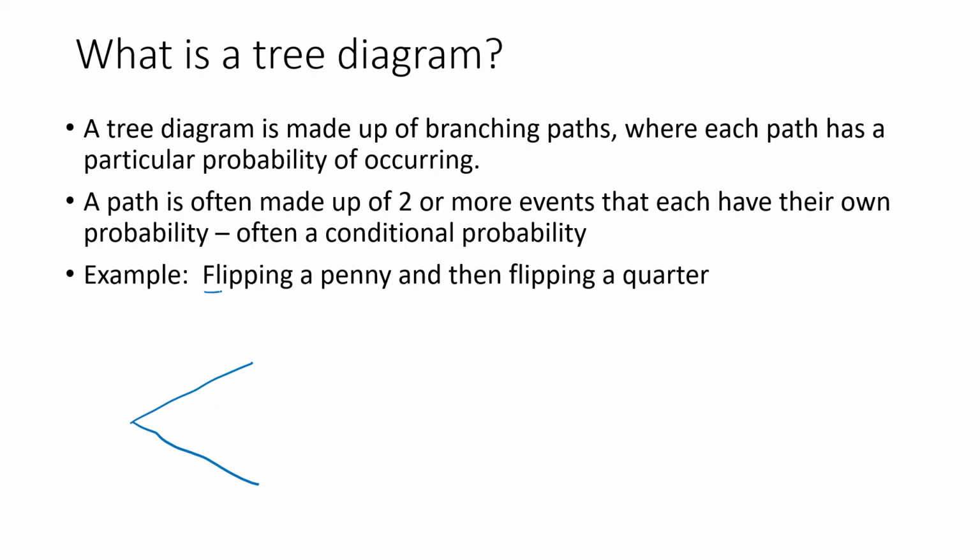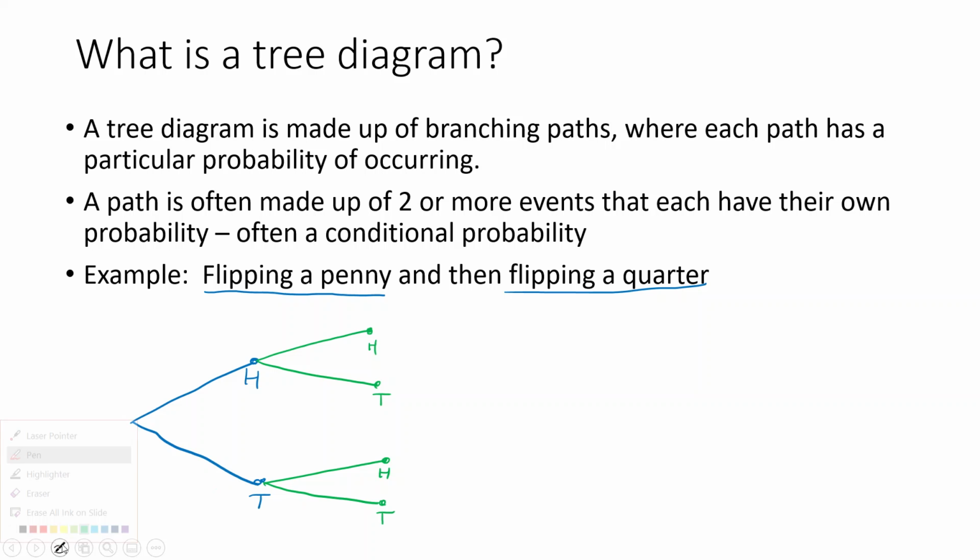And let's say we are flipping a penny and then flipping a quarter. So we flip a penny, we could get heads or we could get tails. All right, now we're going to go ahead and we're going to flip a quarter. Now going after the penny, we could get heads here or we could get tails here. And same with this one. We could get heads here or we could get tails here. All right, and this is basically what our tree diagram is.